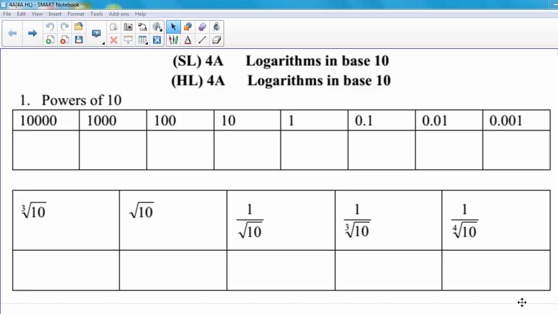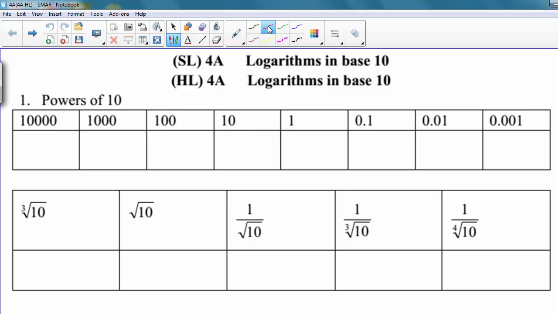Hello, IB 11s. Today we will look at the first lesson in Chapter 4, Logarithms in Base 10. First, let's look at different powers of 10.